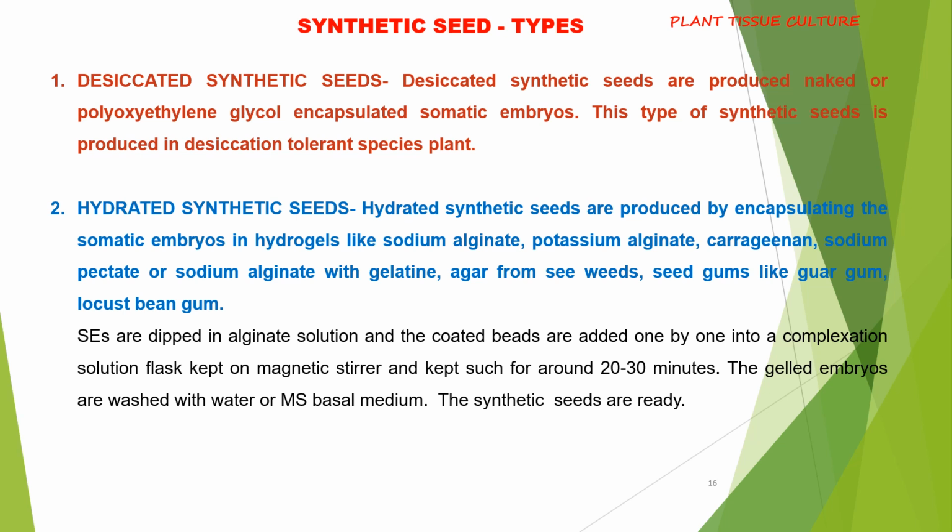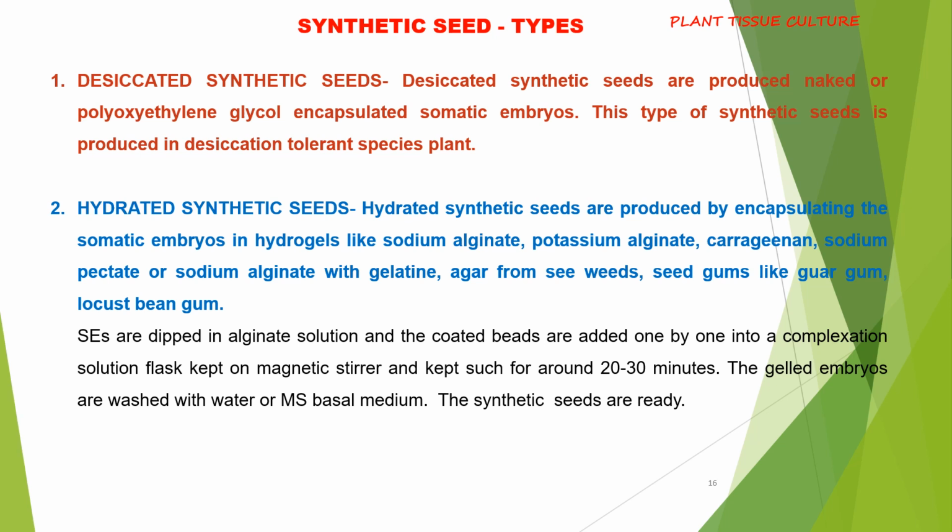Based on the encapsulation done on somatic embryos, the synthetic seeds are divided into two types: desiccated synthetic seeds and hydrated synthetic seeds. Desiccated synthetic seeds are somatic embryos which are encapsulated in polyoxyethylene glycol. These synthetic seeds are produced in desiccation-tolerant plant species. Hydrated synthetic seeds are seeds in which the somatic embryos are encapsulated in hydrogels like sodium alginate, potassium alginate, or combinations with gelatin, agar, in certain cases, guar gum.